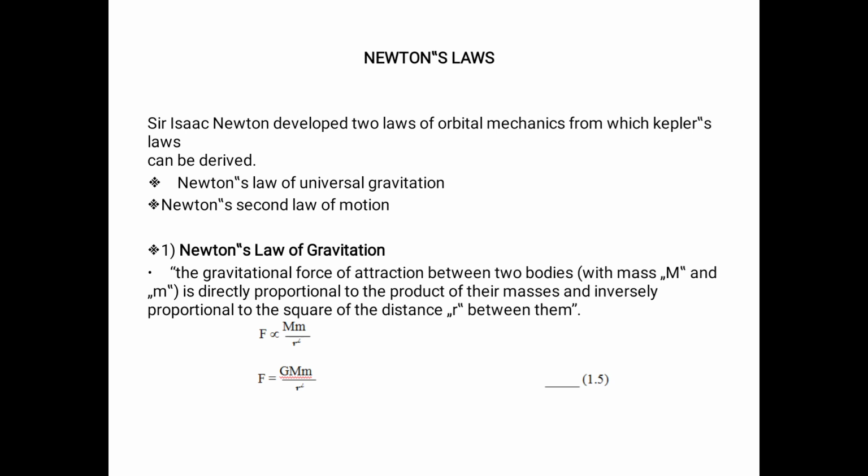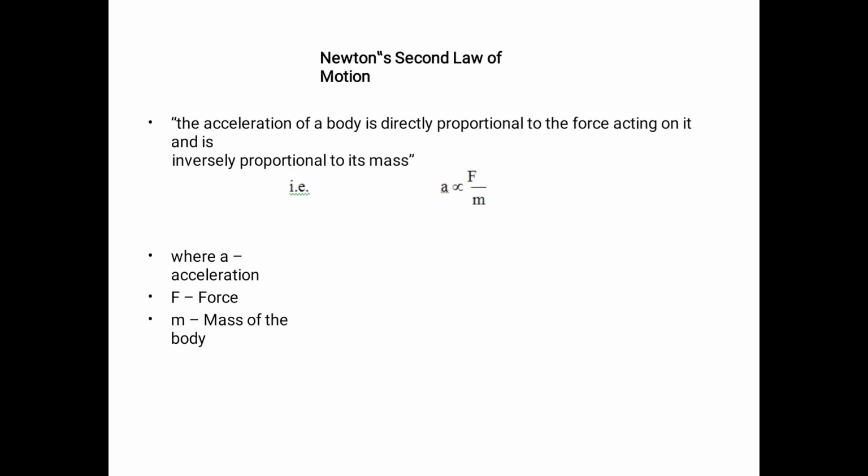Newton's law. Sir Isaac Newton developed two laws of orbital mechanics from Kepler's laws, derived from Newton's law of universal gravitation and Newton's second law of motion. Newton's law of gravitation: the gravitational force of attraction between two bodies with masses m1 and m2 is directly proportional to the product of their masses and inversely proportional to the square of the distance between them. F is proportional to m1 m2 by r squared. So we can remove the proportionality with a constant: F is equal to G m1 m2 by r squared.